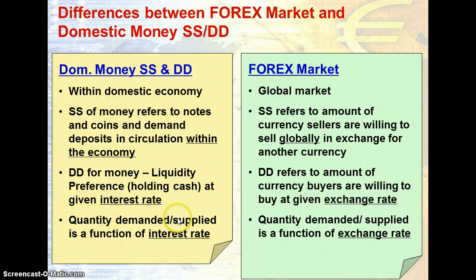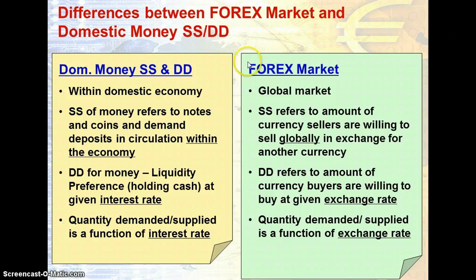And this quantity demanded and supplied is a function of the interest rate, which will be shown in a diagram later on. So the price of money in the domestic economy is determined or expressed in terms of the interest rate. So who are the parties involved? It involves all economic agents in the economy, like households, firms, financial institutions, and the government.